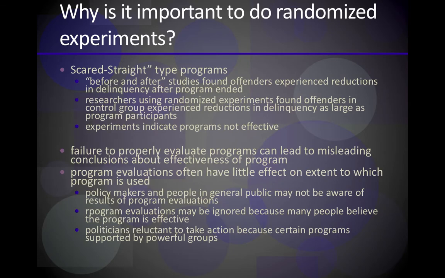So why is it important to do a randomized experiment? When we look at Scared Straight type programs, before and after studies found offenders experienced reductions in delinquency after the program ended. Researchers using randomized experiments found offenders in the control group experienced reductions in delinquency as large as program participants. So the program was not the cause of the reduction in delinquency. If we fail to properly evaluate programs, we can make incorrect conclusions about them.